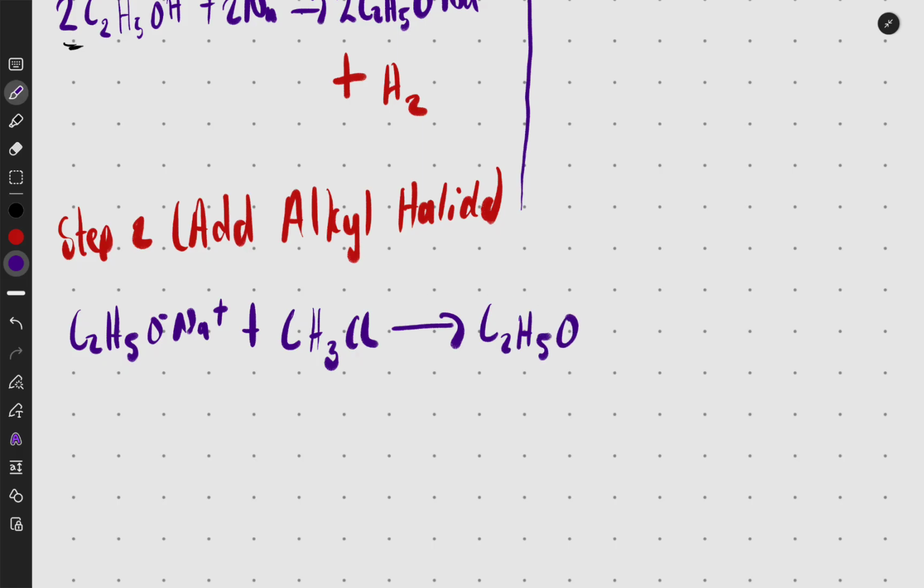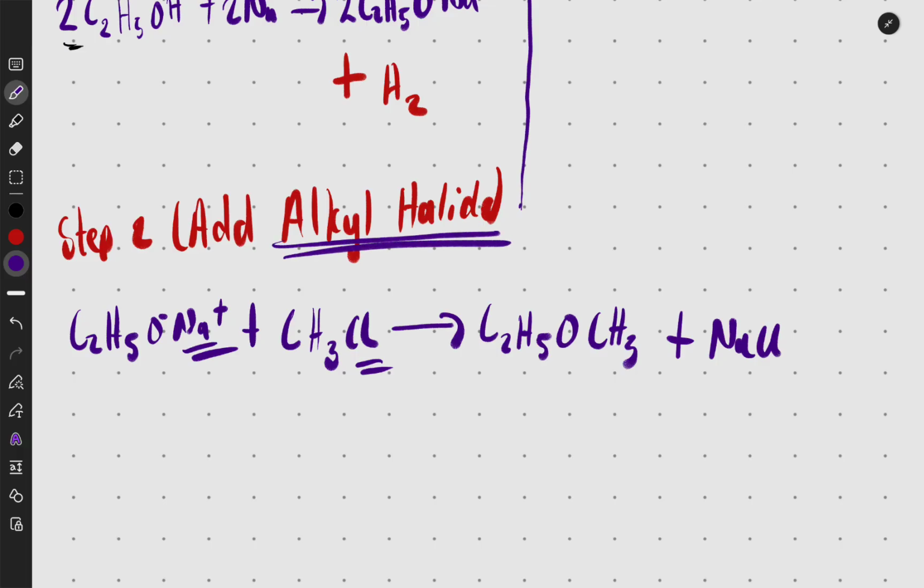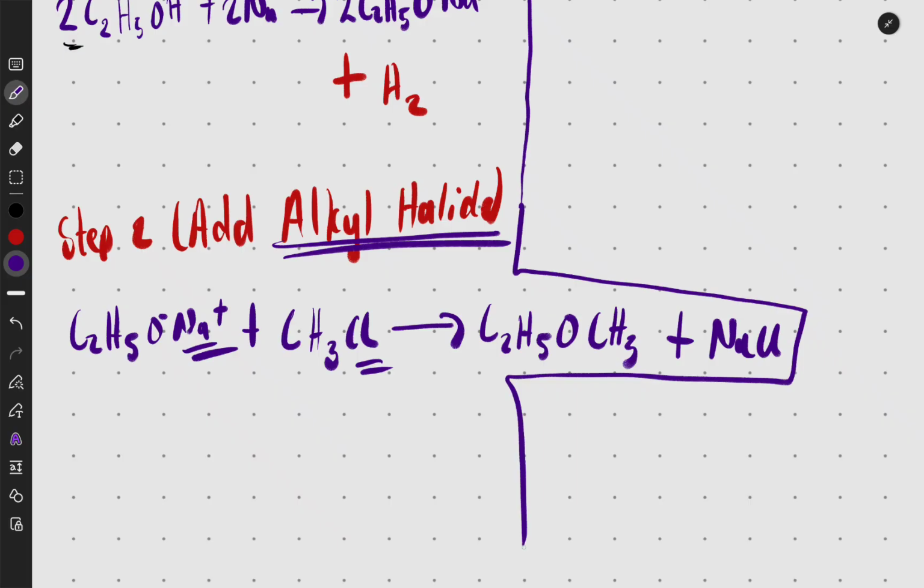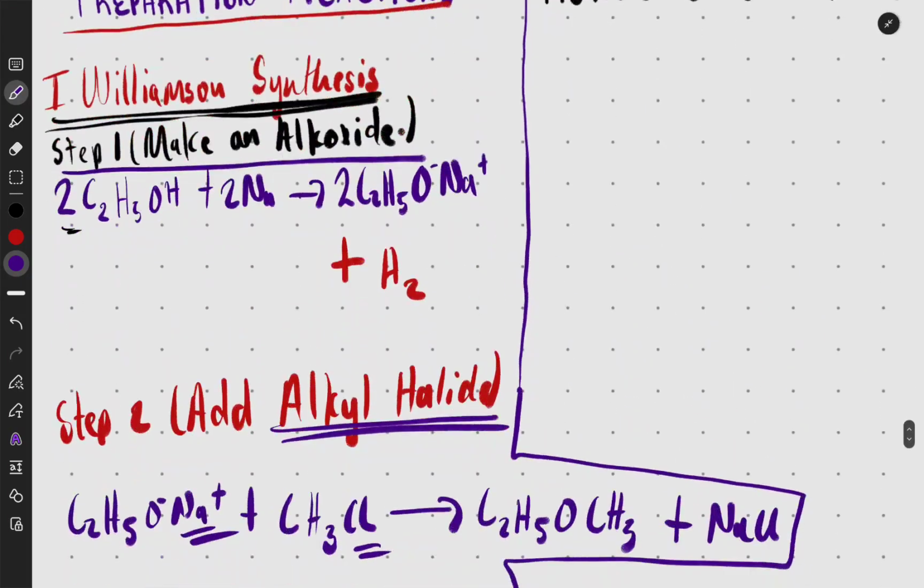Then you have the O. Then after the O, you have a CH3 come. Then what happens? This Na takes the Cl and it'll be NaCl. That's just what happens. So here we have added our alkyl halide, and I've put an example, and this is what happens. Okay, so this is Williamson synthesis.